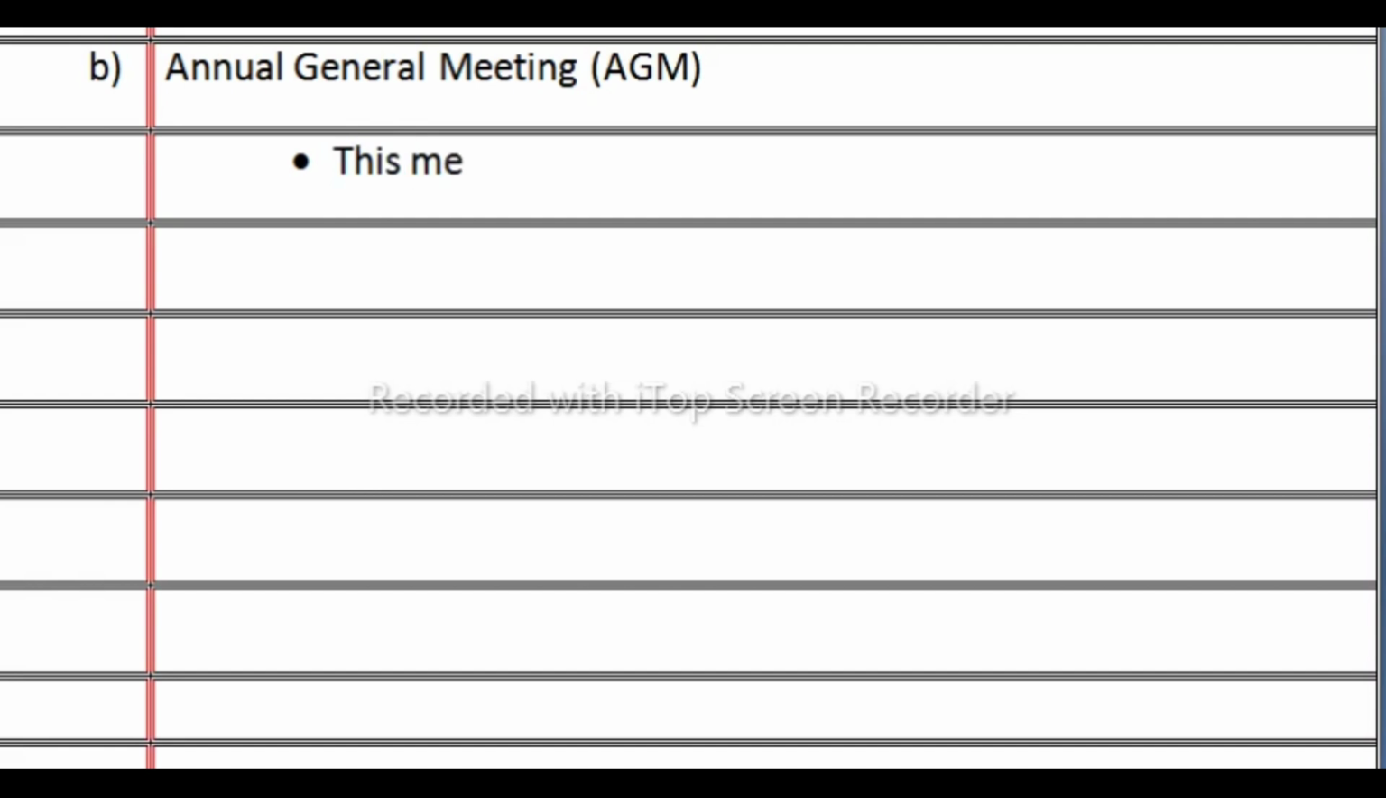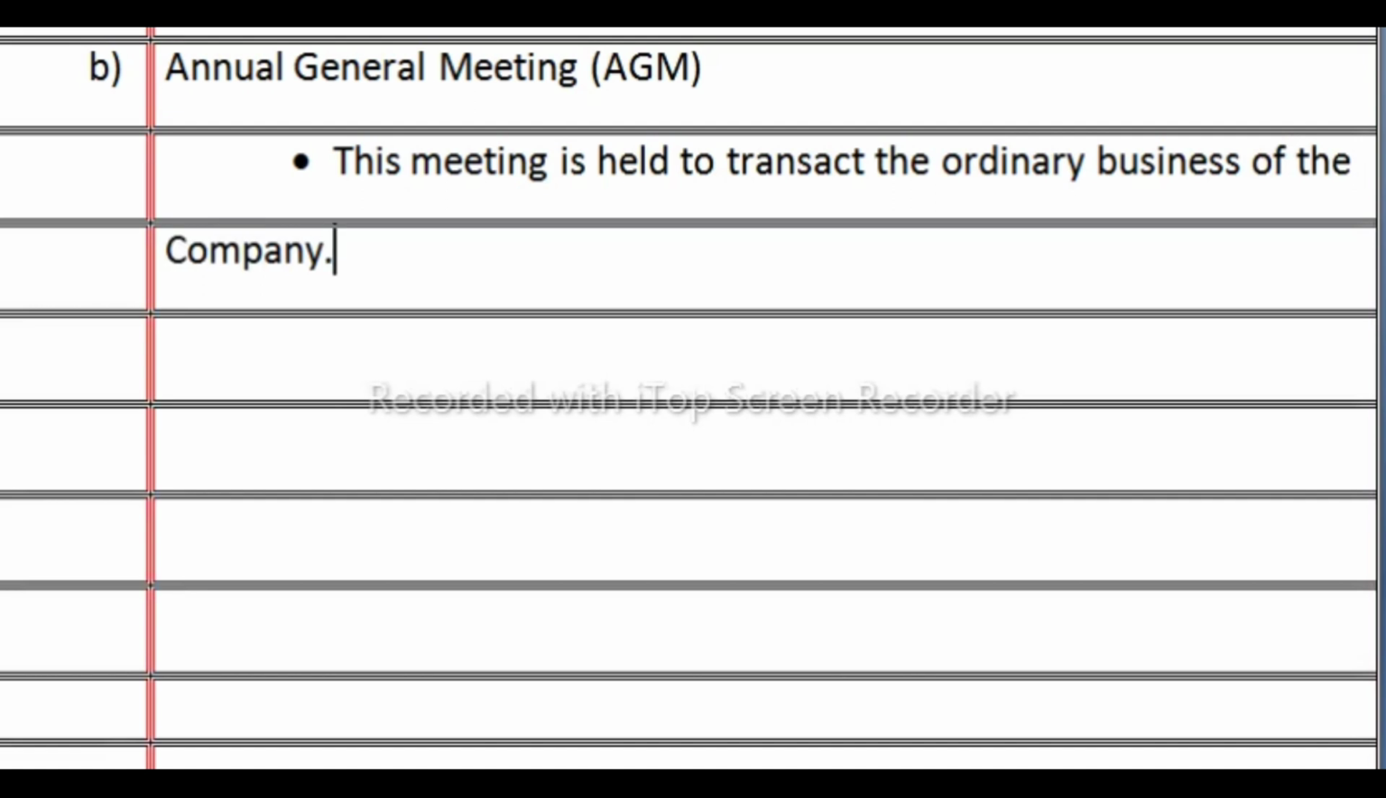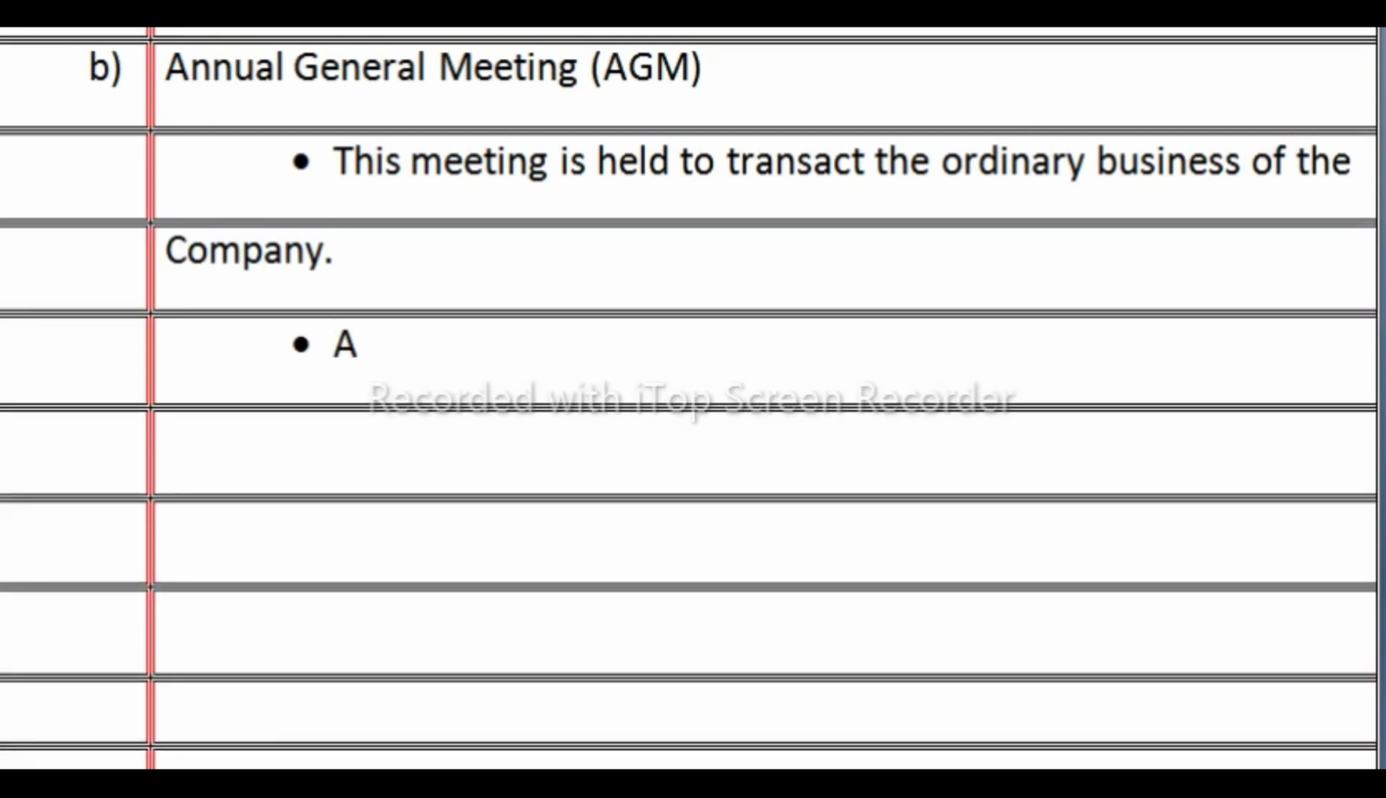Next, let's have a look at the next type of shareholder meeting, which is the annual general meeting, shortly called AGM. This meeting is held in order to transact the ordinary business of the company. Ordinarily, what a company does, the sales, the purchase, the rotation of money, creditors, debtors, everything will be discussed in this meeting.